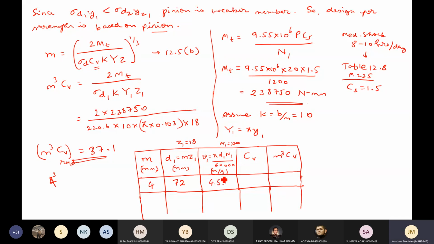4.52. Okay, just calculate this. Then what is the value of CV? According to the tables given, the CV value, that is the series of equations in 12, I'll write it here, 12.6. You have to go through all the series and choose which is the one.